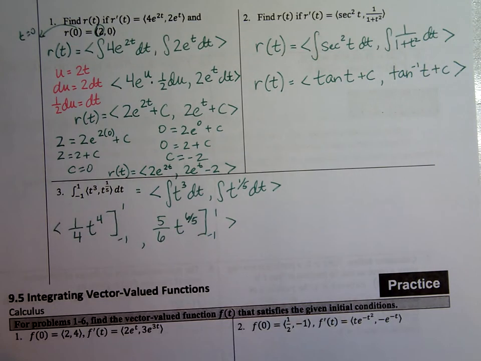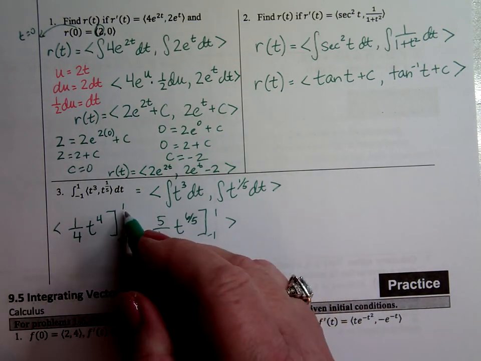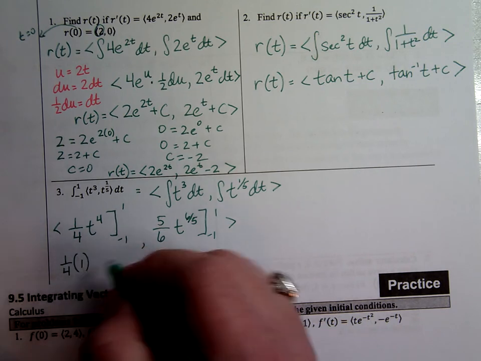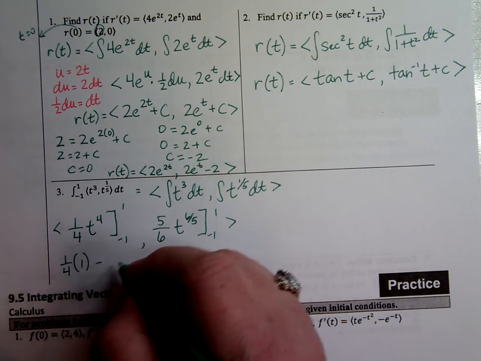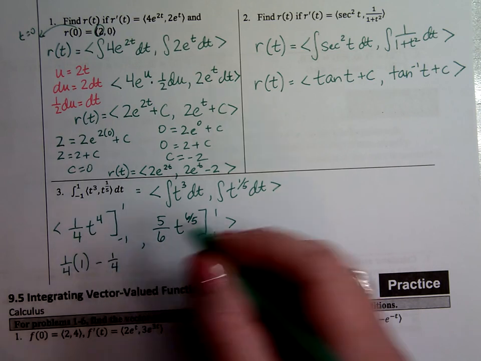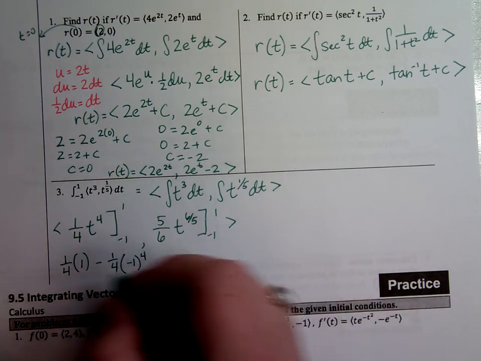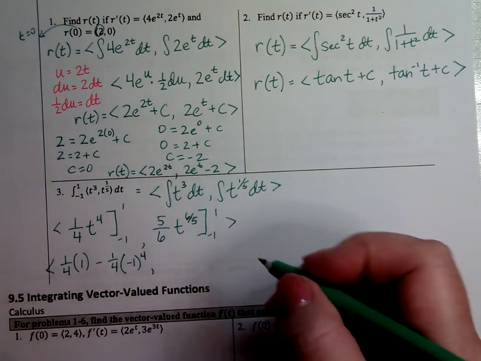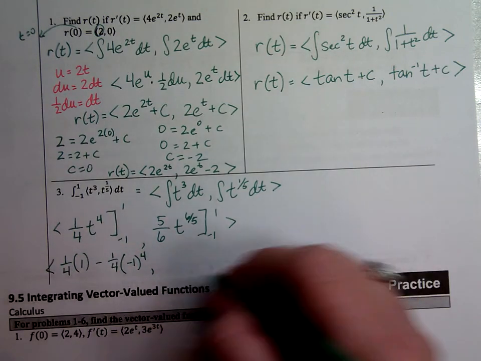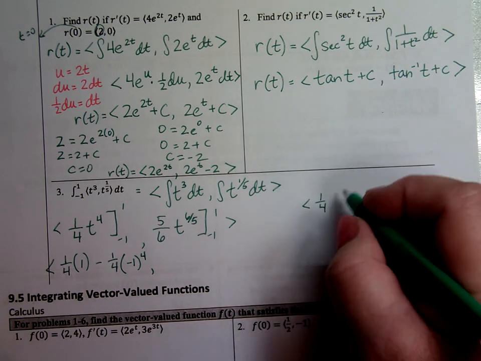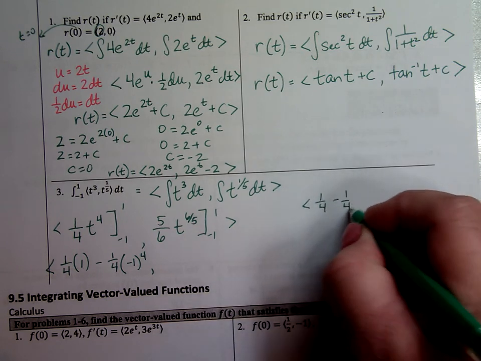All right, so plug it in. I get f of b minus f of a. I have 1/4 times 1 to the 4th is 1, minus 1/4 times -1 to the 4th. Right, that's my x component. Let me keep going with that. That would give me 1/4 minus 1/4. Whoa, that's a 0.